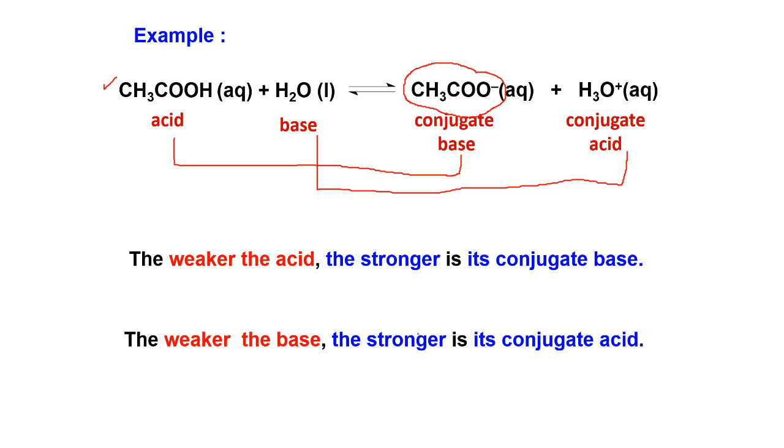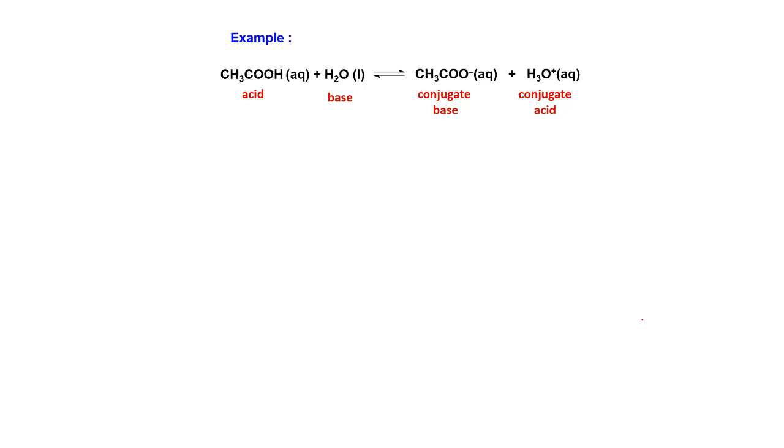Dan the weaker the base, the stronger is its conjugate base. Okay, so apa maksudnya? So, kita pergi kepada next slide. Kita refer contoh yang sama. Alright. Baik, ini adalah masih lagi berkaitan dengan equilibrium. Sebab itu tajuknya ionic equilibria. So, ionic equilibria itu datang daripada perkataan equilibrium.